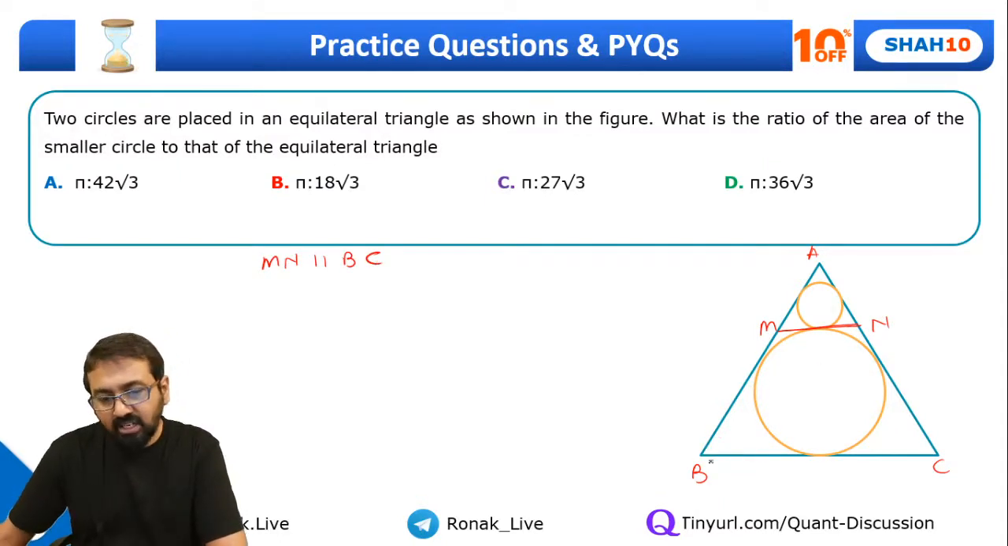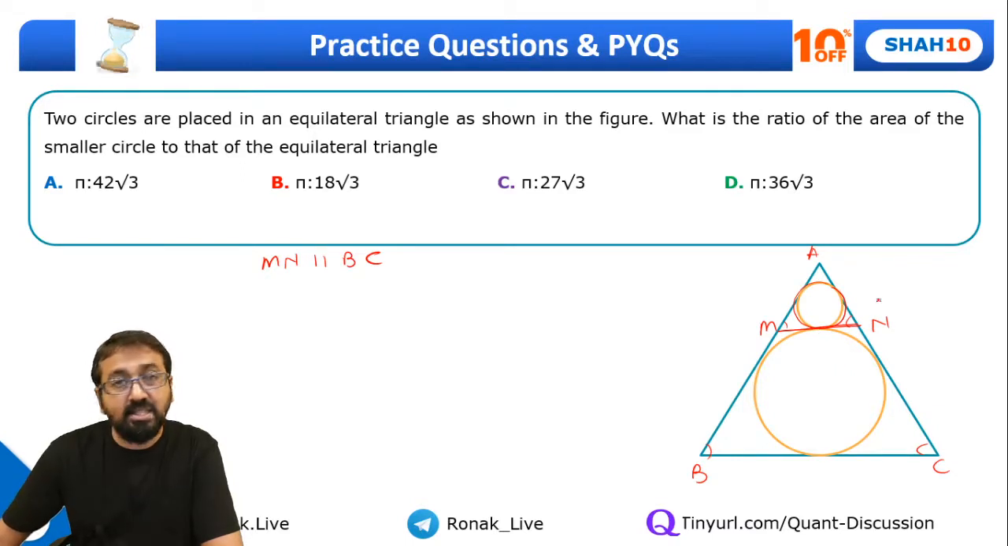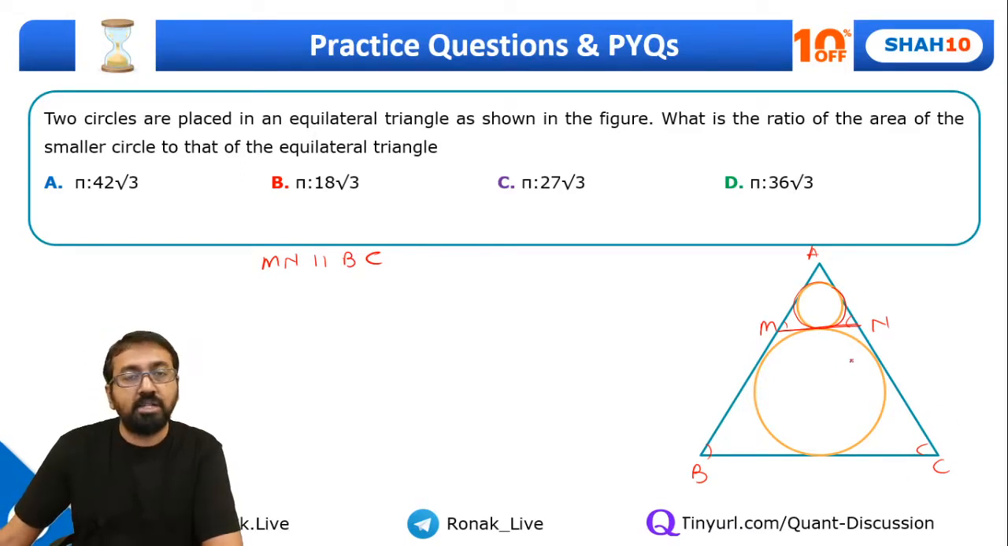This AMN is definitely similar to ABC because I have drawn MN parallel to BC. If this angle is 60, this has to be 60, this is 60. So basically AMN is also an equilateral triangle, right? And this is the incircle of that equilateral triangle, and the bigger circle is the incircle for the bigger triangle ABC. So the side ratio of the smaller triangle AMN and the bigger triangle ABC will be the same as the ratio of the radii, correct?